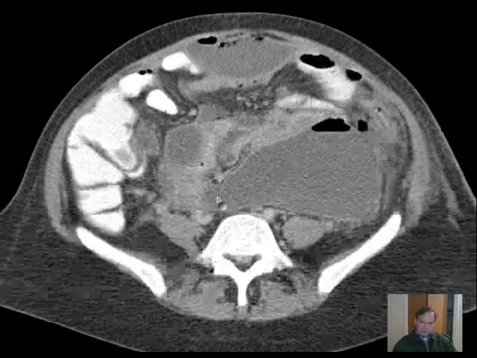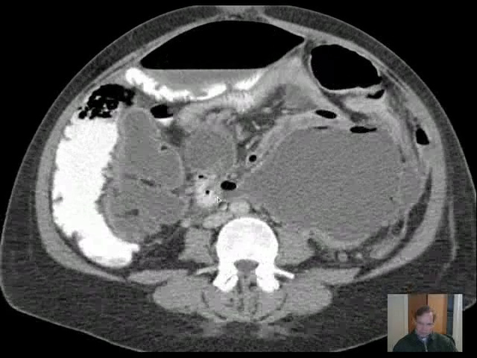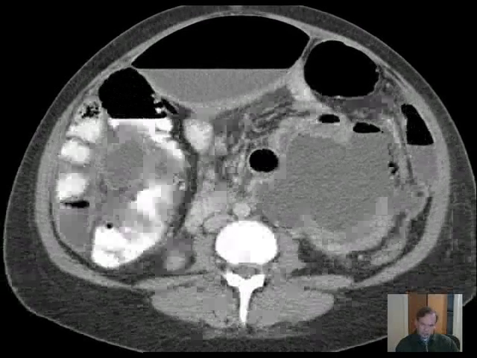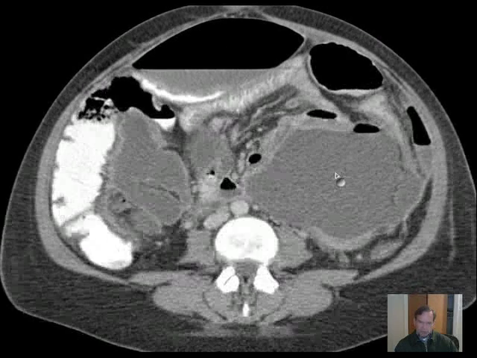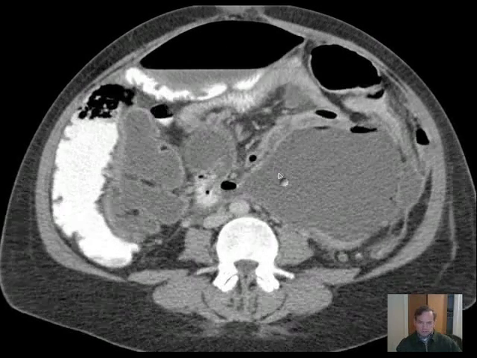So part of the puzzle here is to try to figure out how much of what we're seeing as fluid-filled structures is actually bowel and how much is extraluminal collections of fluid, which would basically mean abscesses.